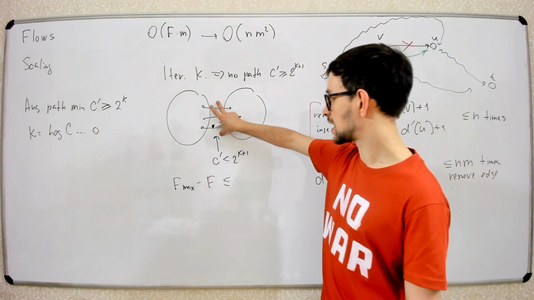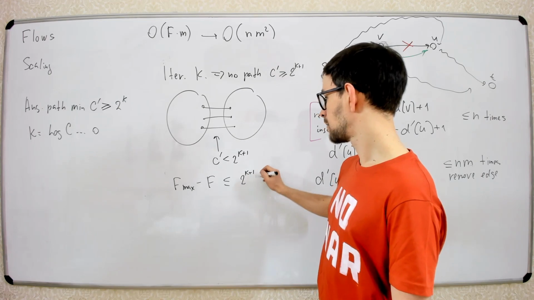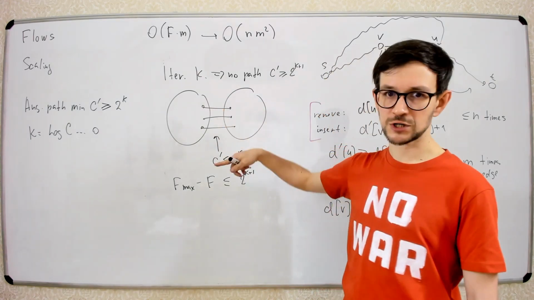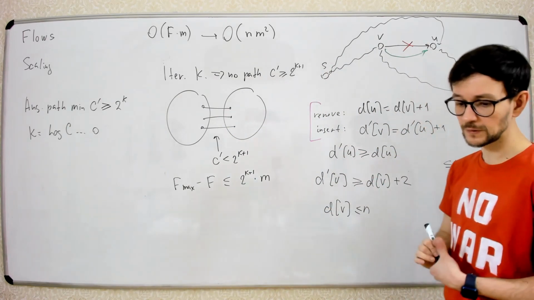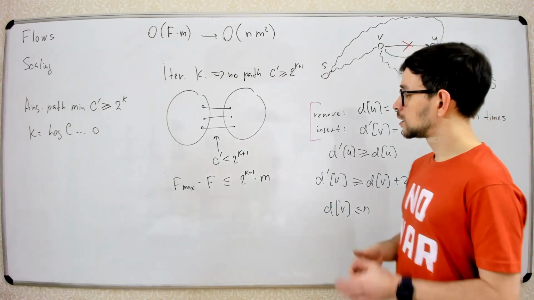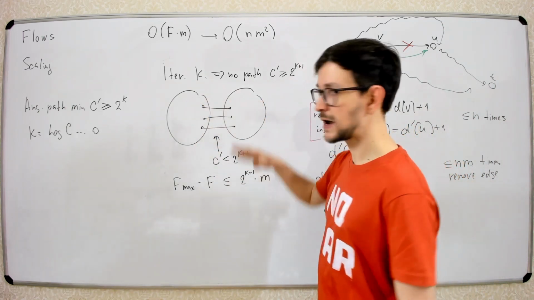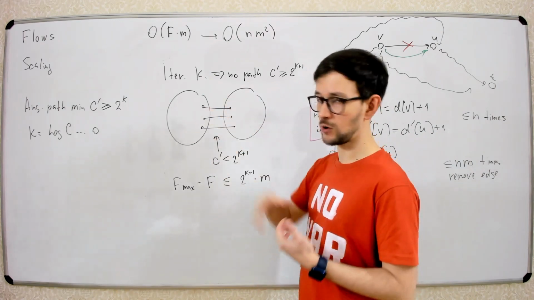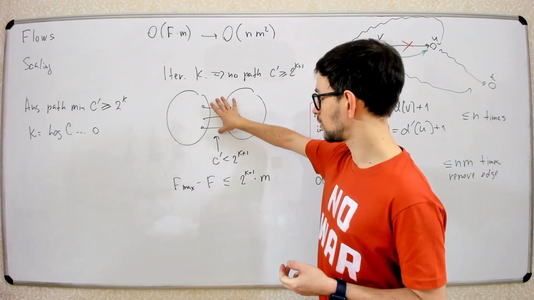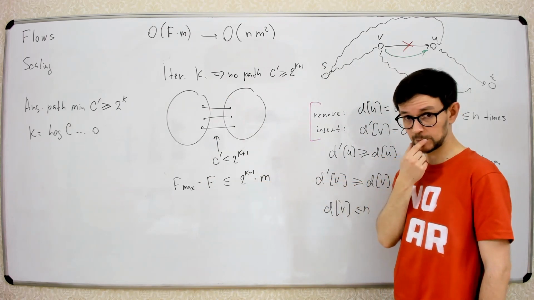And the value of this cut is no more than 2 in the power of k plus 1 multiplied by the number of edges here. So it's m. So we have some edges from here to here. We cannot increase the flow more than the total capacity of all these edges. Total capacity of all these edges is no more than 2 in the power k plus 1 multiplied by m. Right?